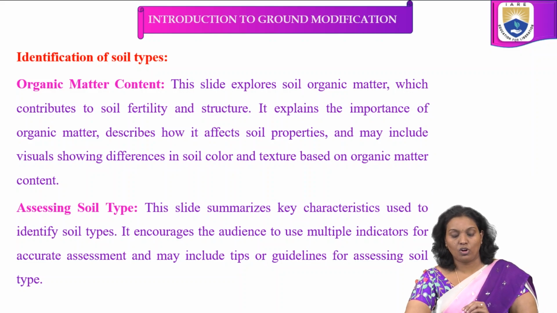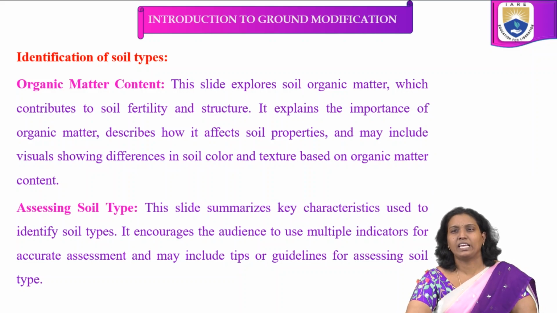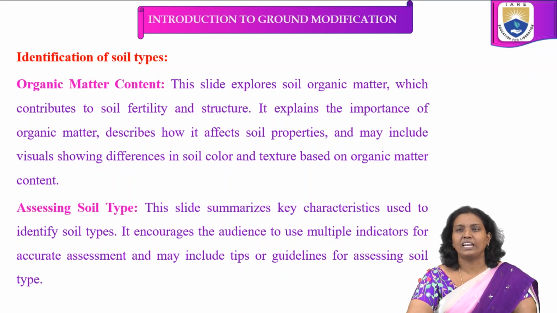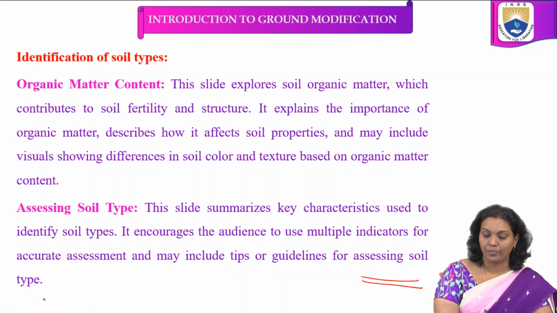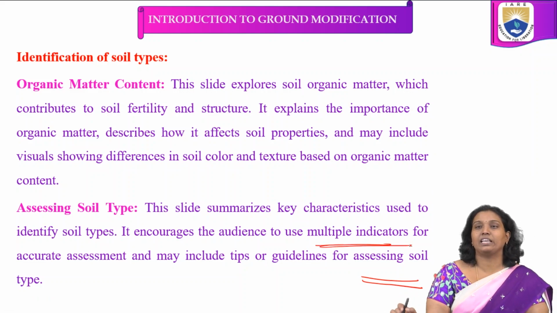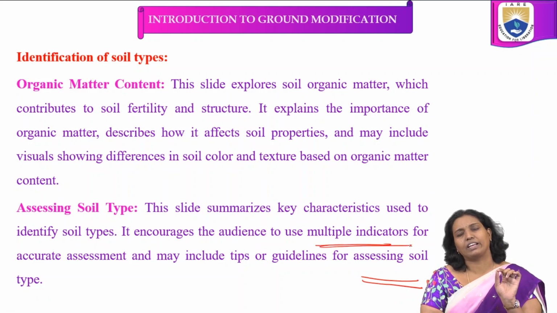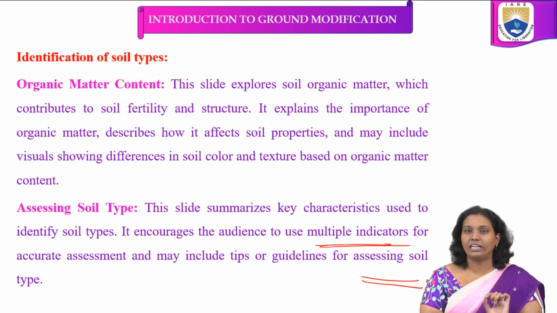So based on all these summaries and key characteristics, we understand which type of soil it is. It encourages using multiple indicators for accurate assessment, and may include tips or guidelines for assessing the soil type. Using multiple indicators gives a better understanding of the soil type, better identification, and more accuracy.